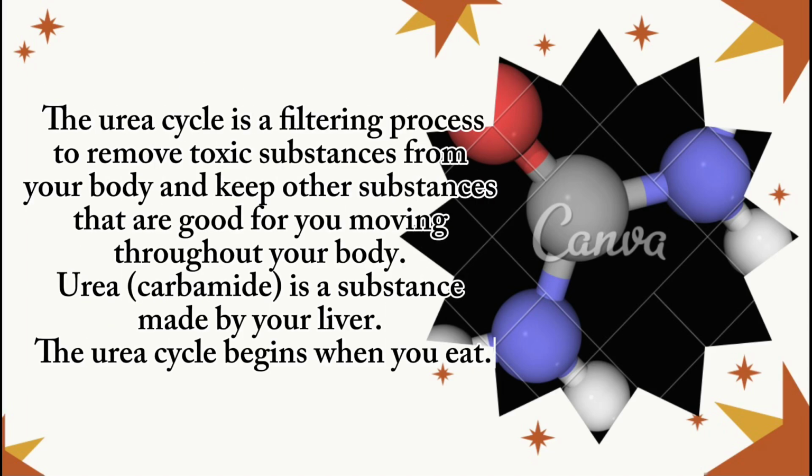So, the urea cycle is a filtering process to remove toxic substances from your body and keep other substances that are good for you moving throughout your body. Urea, which is the carbamide, is a substance made by your liver. The urea cycle begins when you eat, so the urea cycle is like a cleaning system in your body. Its main job is to get rid of toxic stuff. Think of it as a filter that catches all the bad stuff and lets the good stuff keep flowing.